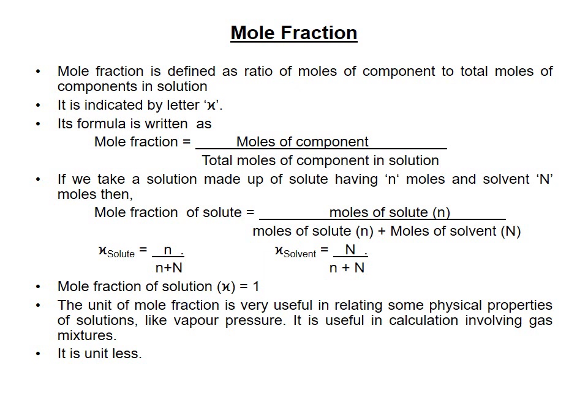Now if we take a solution made up of solute and solvent, in which small letter n indicates moles of solute and capital letter N indicates moles of solvent, then mole fraction of solute is equal to moles of solute upon moles of solute plus moles of solvent. That is, mole fraction of solute is equal to small n upon small n plus capital N. Similarly, mole fraction of solvent will be equal to capital N upon small n plus capital N. If we add mole fraction of solute plus mole fraction of solvent, that will be equal to 1.